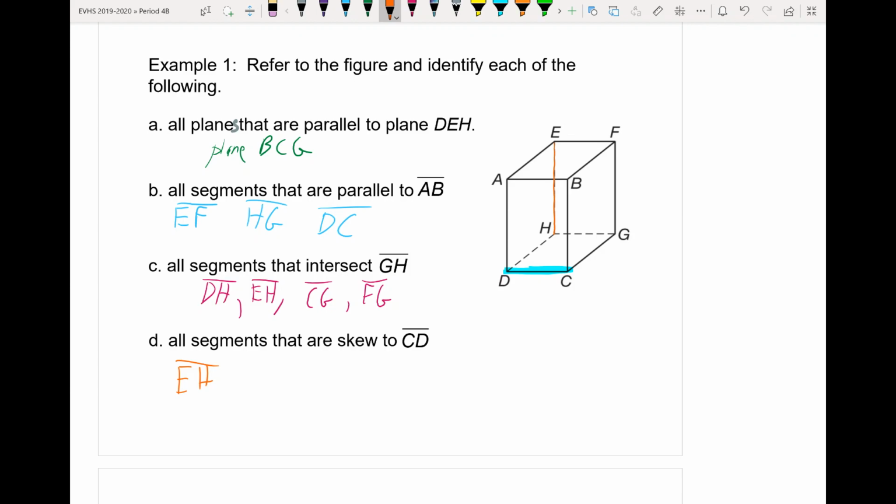All right, what else? FG works. There's two more. EA works.